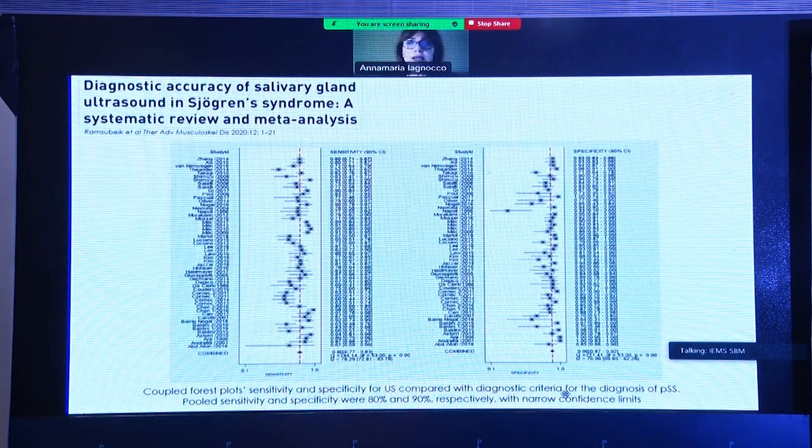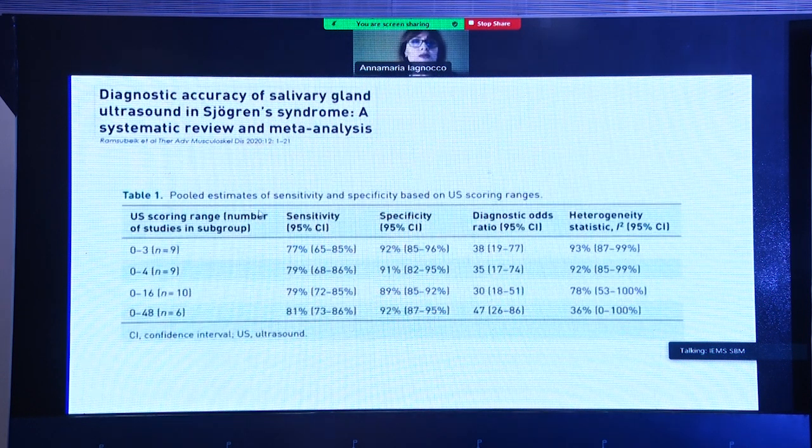Sjogren's syndrome, and you see that different studies in this systematic review and meta-analysis have been applied for evaluating the sensitivity and specificity of ultrasound compared to the diagnostic criteria for the diagnosis of primary Sjogren. And what we can see here is that the pooled sensitivity and specificity were 80% and 90% respectively, with a narrow confidence interval. And you see here that independently of the different scoring systems that were used, the high sensitivity and specificity of ultrasound is very relevant in the analysis of the salivary gland involvement.